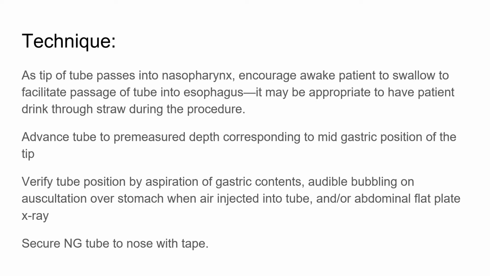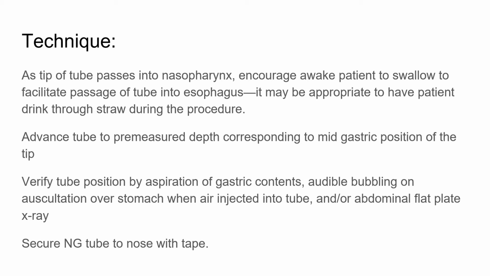By aspiration of the gastric content, audible bubbling sound on auscultation, which is considered to be the oldest method, which is not used and not encouraged. Air injection, or flat plate X-ray, the plain X-ray that is taken, will show the radio-opaque marker present at the tip of the nasogastric tube. Then secure the nasogastric tube to the nose with tape. So this is the simplest procedure that can be identified.